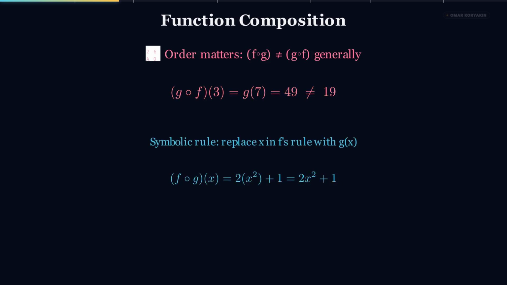Step 3. To find the symbolic composition rule, replace x in f's rule with g(x), which gives 2 times g(x) plus 1, and substituting g(x) = x² gives 2 times x² plus 1, which simplifies to 2x² + 1. The new rule is the composition rule and can be evaluated at any input directly without going through the 2-step pipeline. Same answer either way. The symbolic form is just more efficient when you need many evaluations of the composition at different inputs.